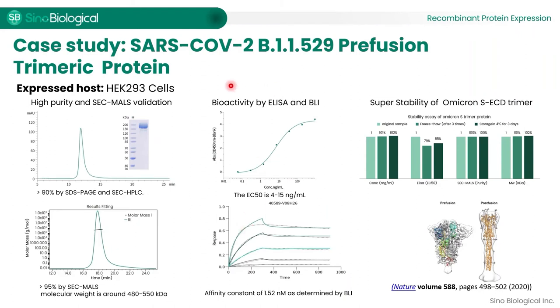In this case, I would like to share that we produced the full-length extracellular domain of the spike protein in the preferred trimeric format for several mutants using HEK293 cells. Here I only show an example of the ECD of the spike protein from the Omicron variant. The protein purity is examined by both SDS-PAGE and HPLC. It has a correct molecular weight of about 480 to 550 kilodaltons determined by mass spectrometry. It is active in terms of ACE2 binding activity examined by both ELISA and BLI. Meanwhile, we also tested the stability of this protein in terms of protein concentration, biological activity, purity, and molecular weight. Here you can see that after three rounds of freeze-thaw trials, the protein can still keep comparable testing parameters as the freshly prepared sample.